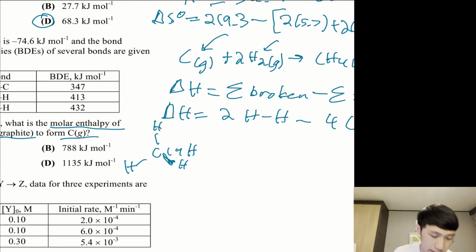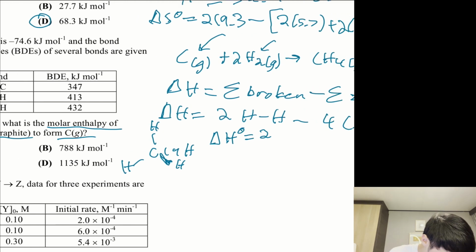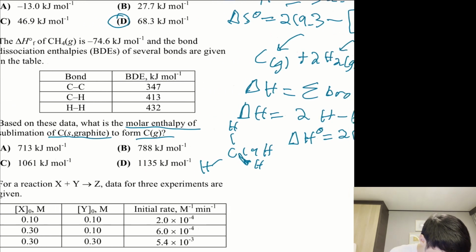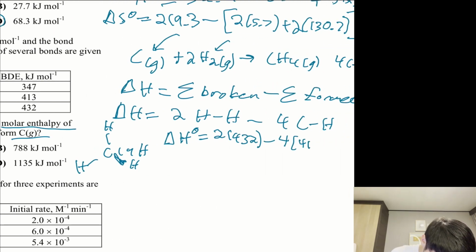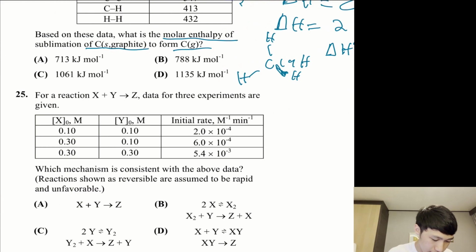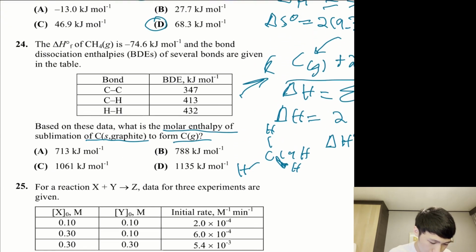So we're just going to plug in our values. Delta H naught is going to equal 2 times the hydrogen bond dissociation enthalpy, which is 432, minus 4 times the carbon-hydrogen, which is 413. And this comes out to negative 788 kilojoules per mole. We're also given more information in this question, which is the heat of formation for methane.